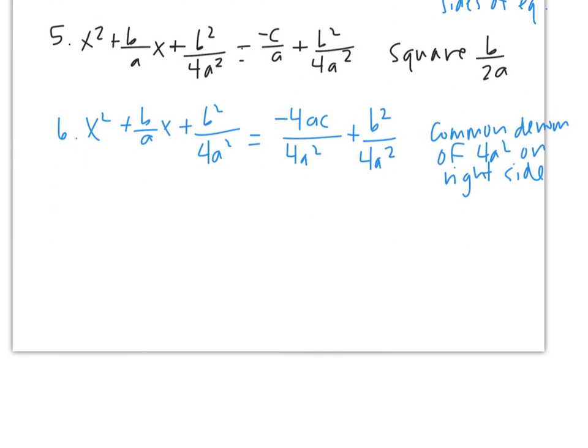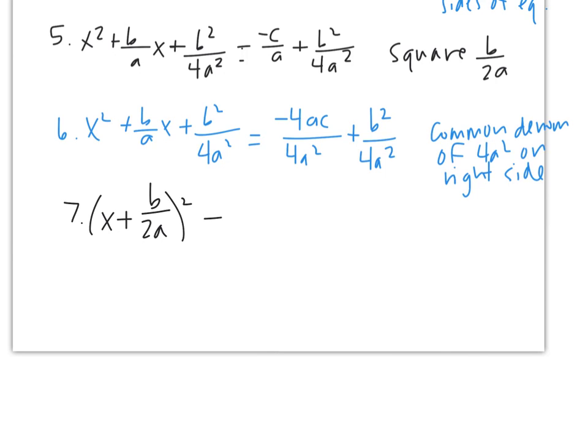Okay, so let's continue on. Step 7. Let's factor the left-hand side because that's a perfect square trinomial. So let's factor that and rewrite it, and then we'll also simplify the right side with that common denominator of 4a squared. So step 7, if I factor x squared plus b over a x plus b squared over 4a squared, I'm going to get x plus, then the square root of b squared over 4a squared is b over 2a.